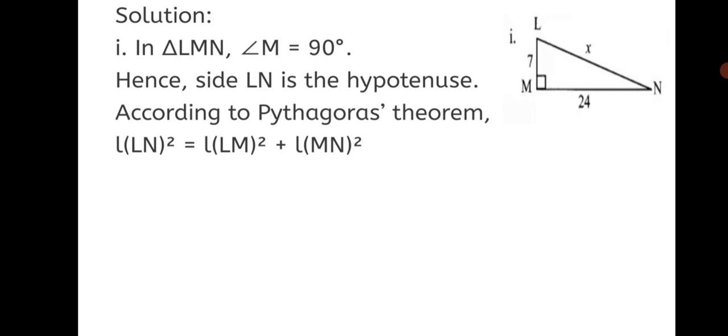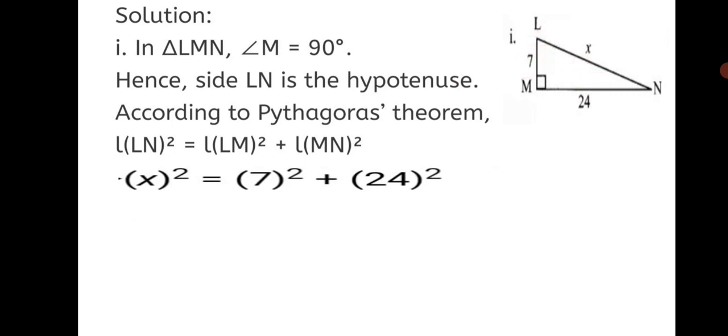Hypotenuse square. What is the hypotenuse here? Hypotenuse is LN. So you will write LN square is equal to LM square plus MN square. Length of LM square plus length of MN square. The other two sides are added up with their squares. Now we will substitute the values. LN, what is LN in the figure? You can see LN stands for x, the hypotenuse.